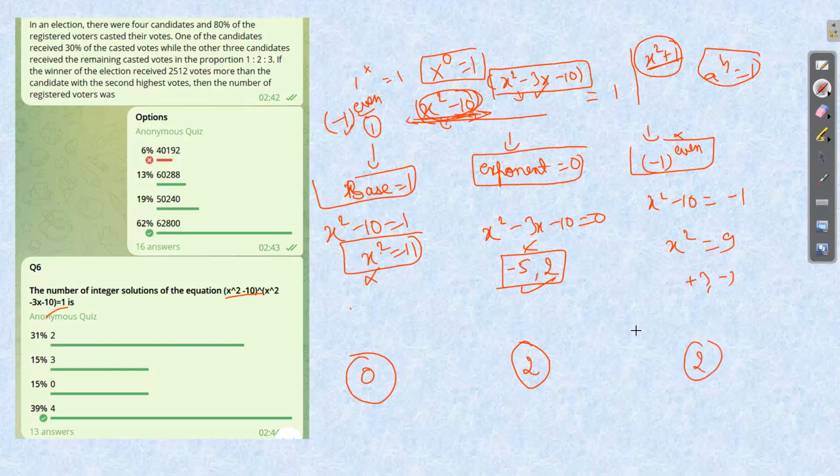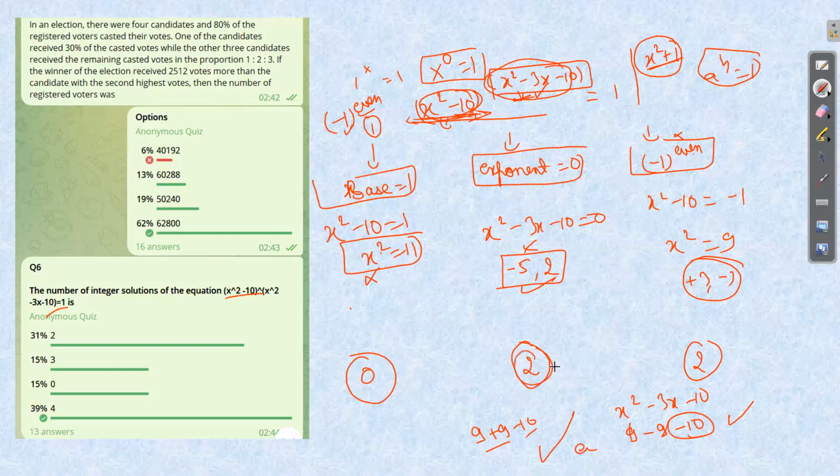Two values from here. One more thing you have to check. Just plug in 3 and minus 3 here and check whether the exponent is even, because our condition is minus 1 to the power even. So x square minus 3x minus 10: we put 3, we get minus 10, which is even. We put minus 3, we get 8, which is even again. So both are satisfied. So total answer is these 2, 2 and 0. So 2 plus 2 plus 0 is 4. 4 is the answer to this question.